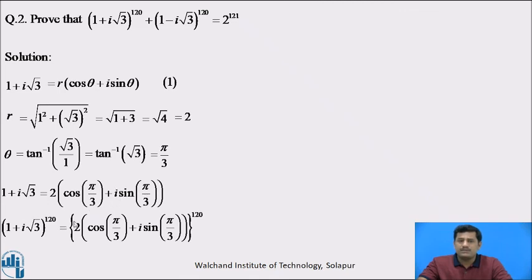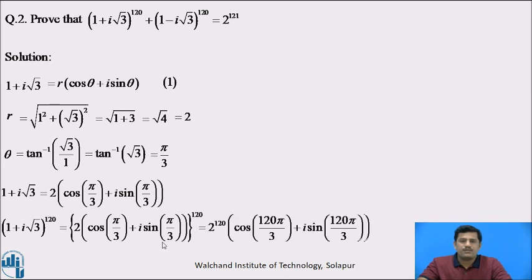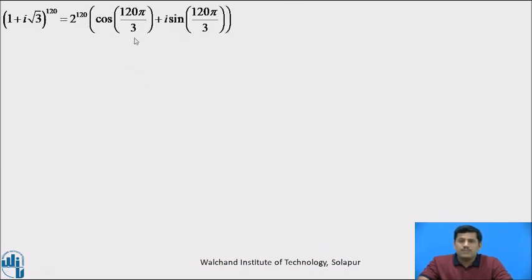Taking the 120th power on both sides, we get this new equation here. Now taking the separate powers of these two numbers and immediately applying De Moivre's theorem, we get cos of 120 pi by 3 plus i sine of 120 pi by 3. Now this 120 by 3 is 40 pi. So we write here 2 raised to 120 into the bracket cos of 40 pi plus i sine of 40 pi. Okay, call it equation number 1.